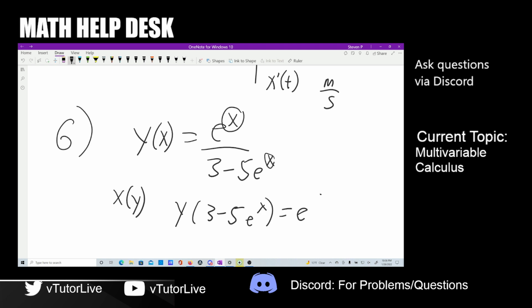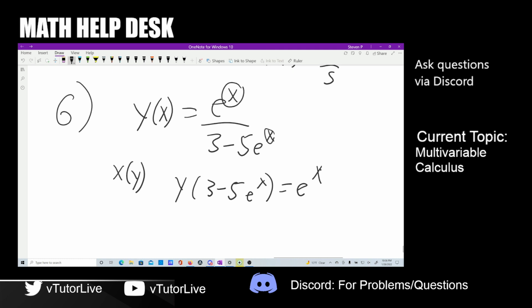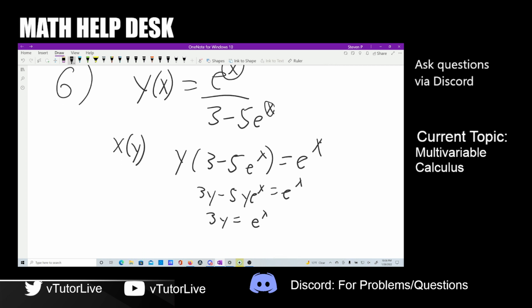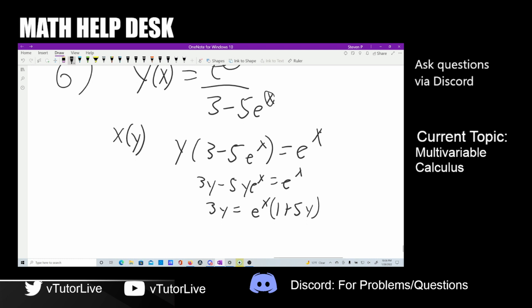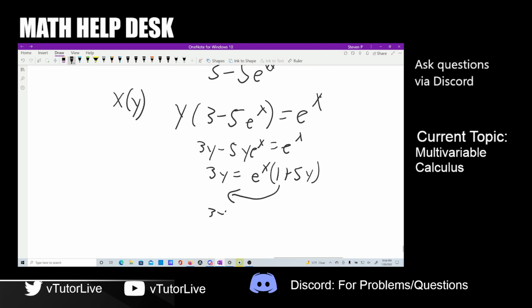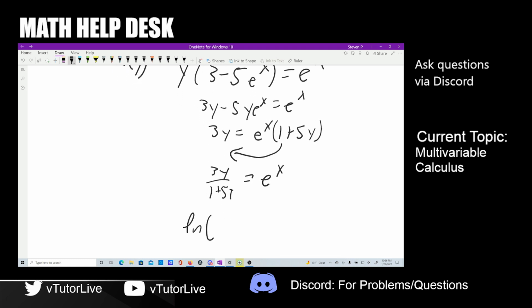So is that equal to e of x? This turns into 3y minus 5y e to the x is equal to e to the x. So 3y is equal to e to the x times 1 plus 5y. I'm just doing two steps together real quick. And then you just isolate the x. So 3y over 1 plus 5y is equal to e to the x. And at this point, you just have to take a natural log to invert it.